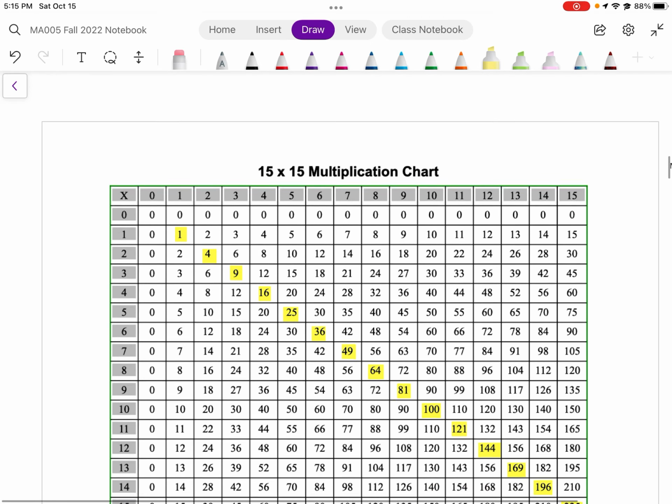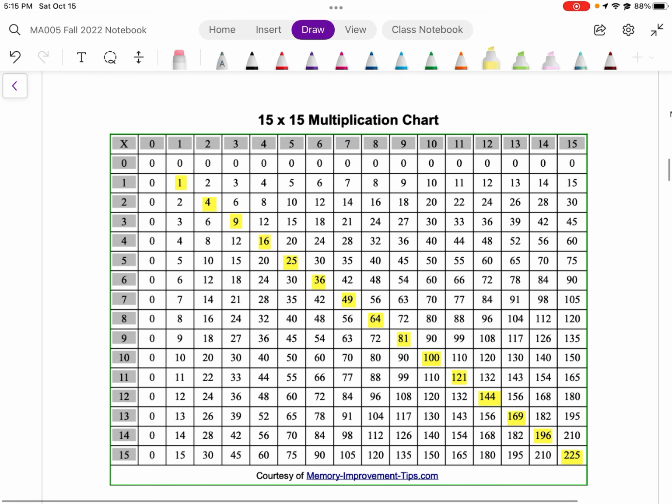Something else that's helpful is a multiplication chart. So I always recommend that my students have a multiplication chart in front of them to do work instead of reaching for the calculator for doing basic things, because the visual of this will start to kind of sink in, and it'll help you to remember. But take a look at what I've got highlighted in yellow. Those are the perfect squares.